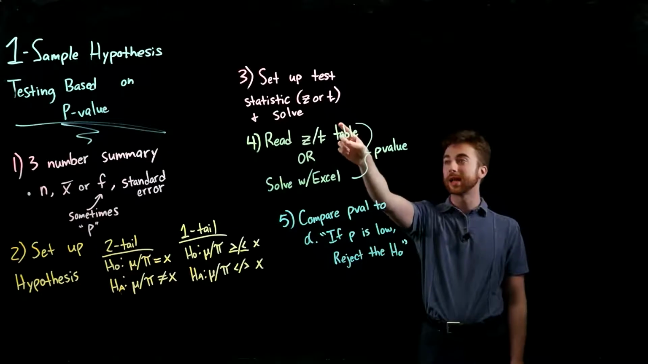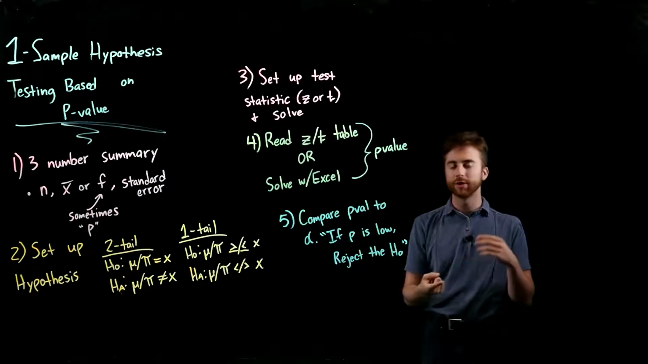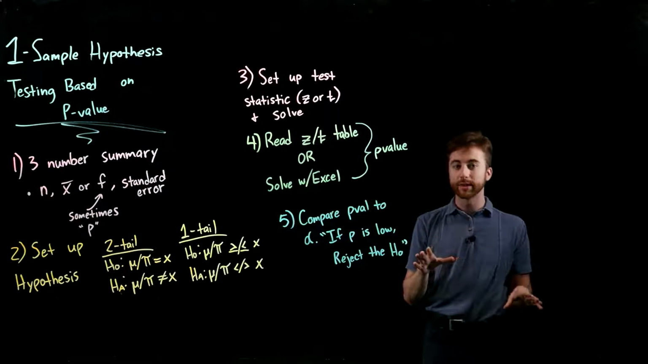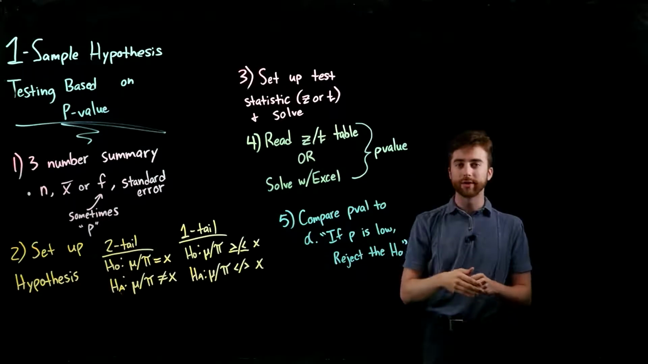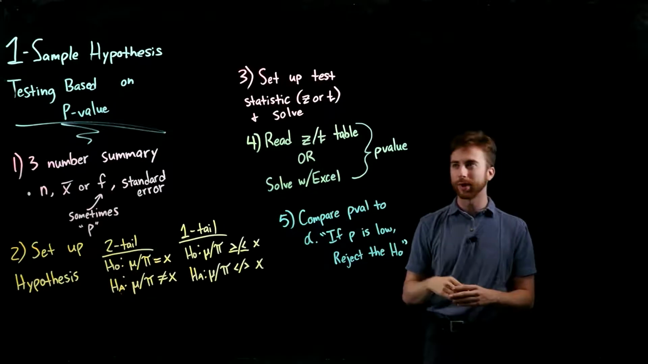Finally, we're going to set up the test statistic, the z or t value, and solve for it. Whether it's z versus t, and exactly how you find that value, is going to be different between situations. The next section actually drills down into everything that goes into step 3, so just lock that in for right now, and we'll go into the details in just a moment.